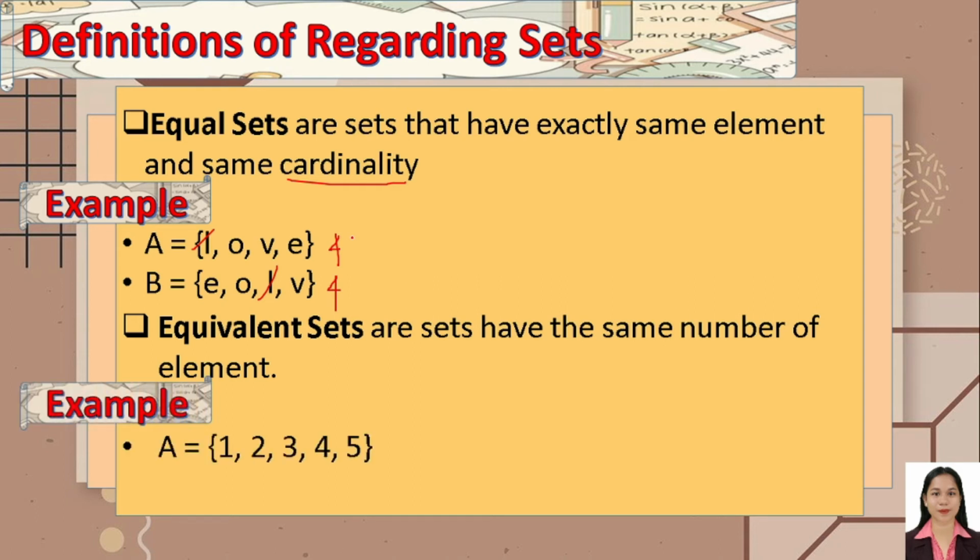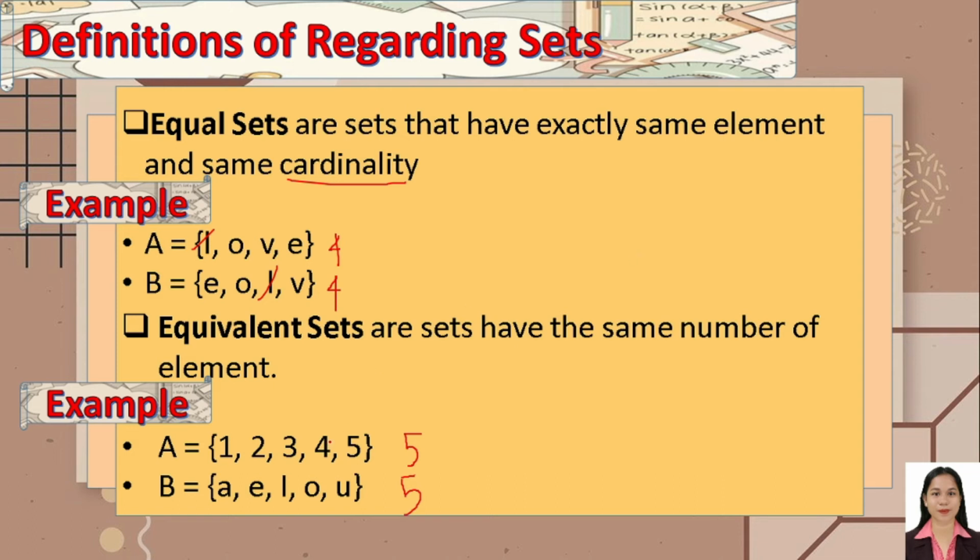Example. A is equal to {1, 2, 3, 4, 5} and B is equal to {A, E, I, O, U}. Okay, so in set A, meron tayong 5 elements. And in set B, we have also 5 elements. So therefore, these sets are equivalent sets. So same number of elements, but different elements, equivalent set siya. And pag same element and same number of elements, equal set siya.